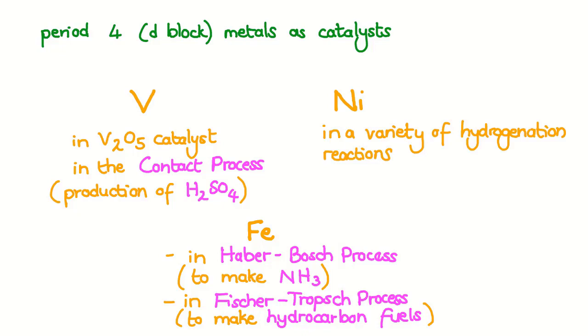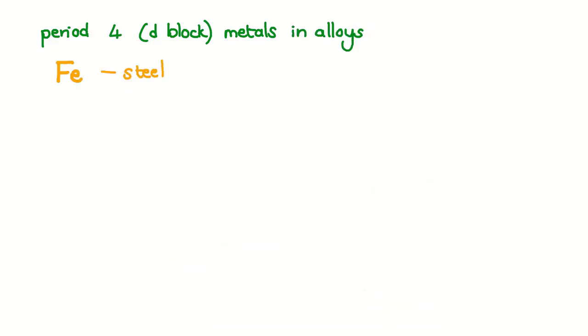And nickel is widely used in hydrogenation reactions, for example, in the conversion of benzene to cyclohexane. Now let's have a look at the use of these elements in alloys. The vast majority of alloys used are based on iron, in other words, steel alloys. This is because not only do iron alloys have useful properties such as strength, but iron is abundant in the Earth's crust. In fact, it's the most abundant metal of the first transition series. This is big business. Steels are covered in more depth in another video.